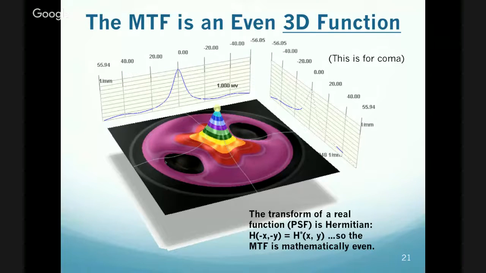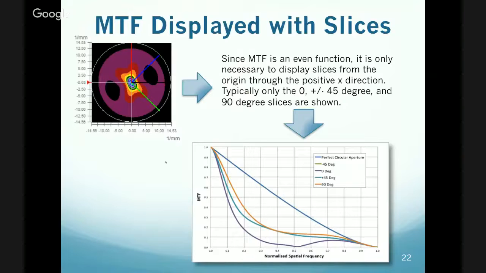So the MTF, it turns out, is mathematically an even function. That means everything on the positive side has the same value as it does on the negative side. And because of that, if you look here, you'll see I've taken just a top view of the MTF. If we take slices through that MTF, you can see that if you want to gauge the performance of a system, we really don't have to look at that full 3D plot.